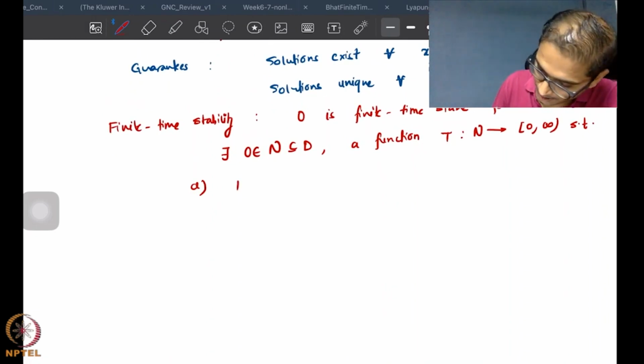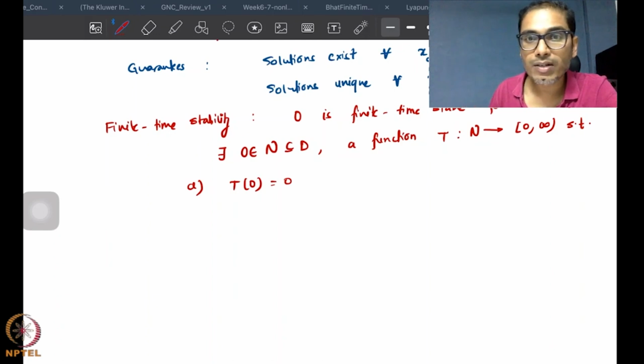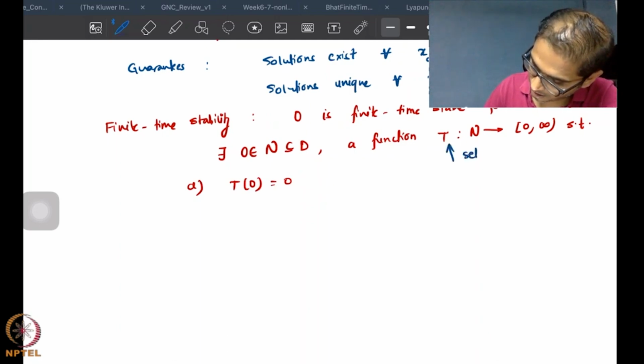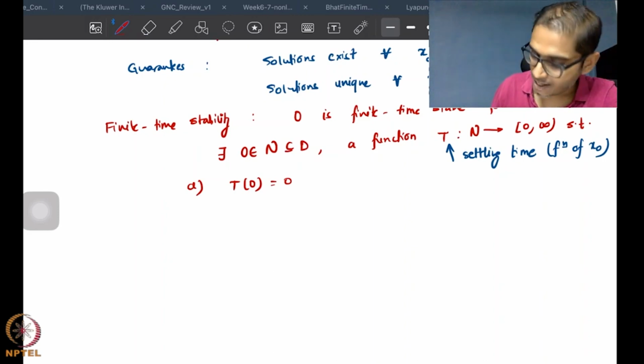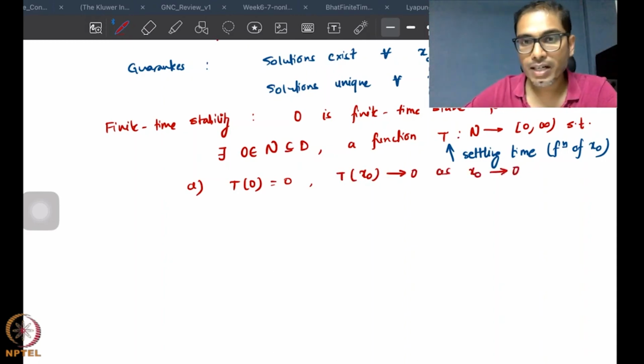A, the settling time function evaluates to 0 if you plug in 0 as the argument. So if the initial condition state is 0, the way this is stated, this settling time is a function of the initial condition. If the initial condition is 0, obviously there is nothing to do, it's an equilibrium, so the settling time function is 0, and T(x0) goes to 0 as x0 goes to 0. It doesn't say it's monotonic or anything, but it says that if your initial conditions are going to 0, then it is but natural to expect that this settling time function also goes to 0.